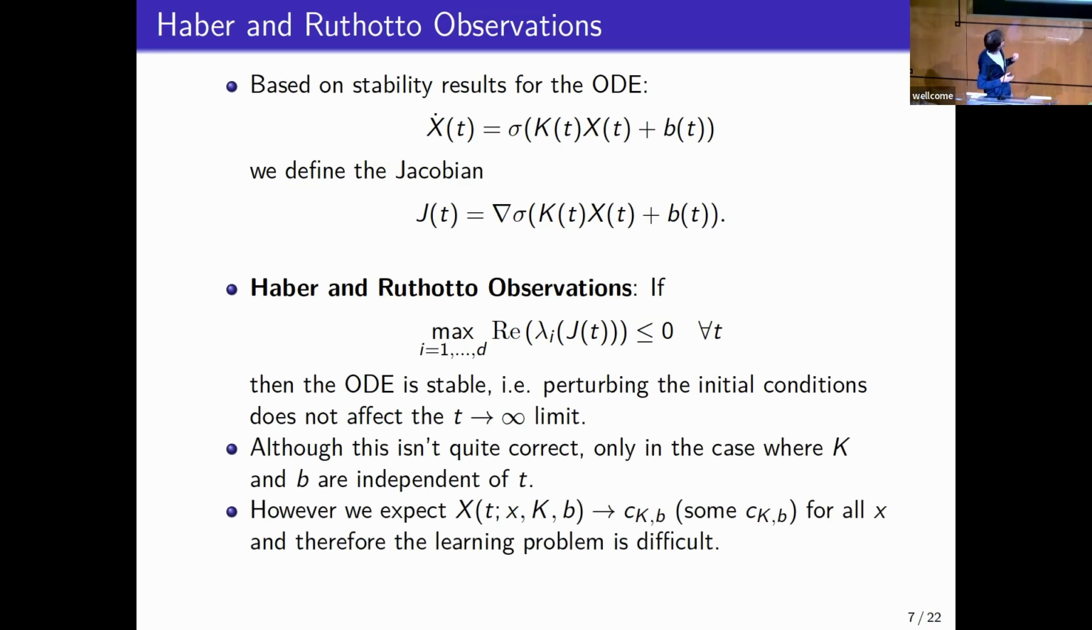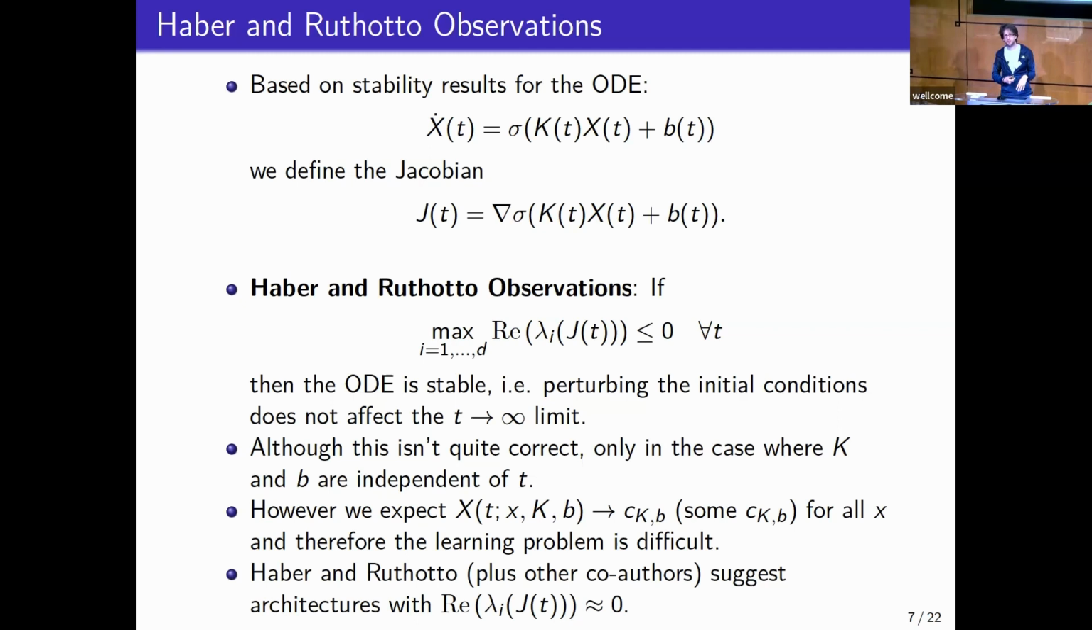Based on this observation, Haber and Ruthotto produced several papers along with some of their co-authors suggesting various types of architectures, all based around the idea that the right-hand side should have eigenvalues which are approximately 0. I will say this is slightly wrong, since what I've said here is only correct if you have time-independent dynamical systems, so if my K and my b didn't depend on time. But it motivates a certain class of architectures, and they probably produce very good results, otherwise the papers wouldn't have been published.